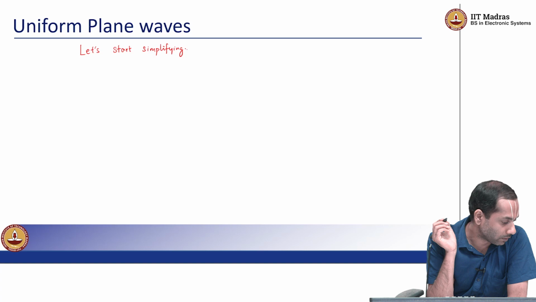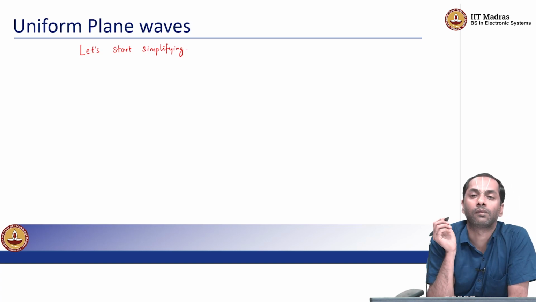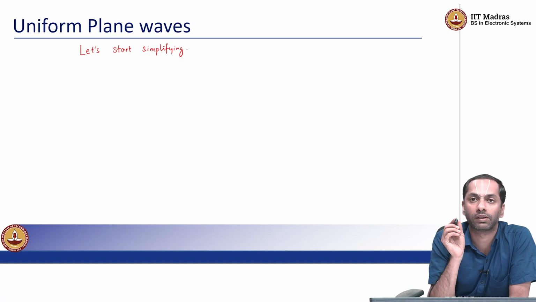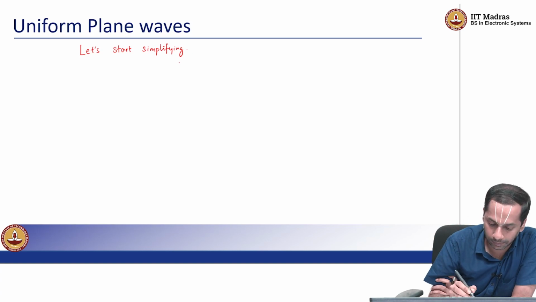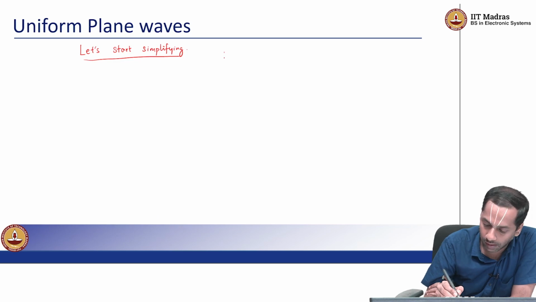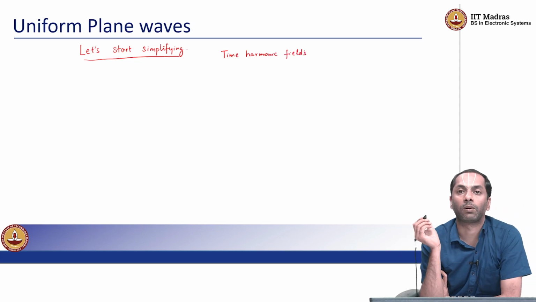Okay, so let's start simplifying. Remember that for linear homogeneous equations, I can separate the time dependent part and the spatial dependent part, so we don't have to keep the space and time together all the time, right? So we are going to look at what we call time harmonic fields.